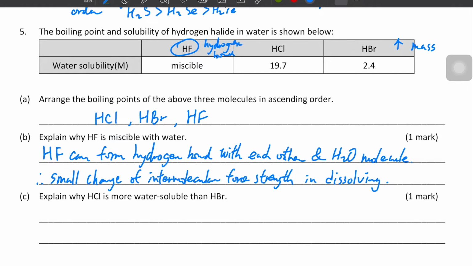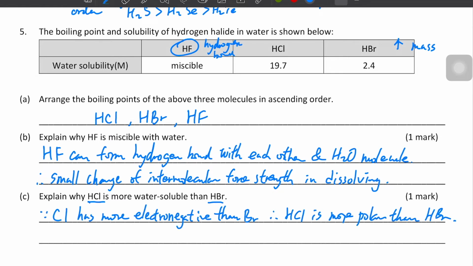Well, next one is why HCl is more water soluble than HBr. This question is a bit tricky because both of them cannot form hydrogen bonds. We understand HCl and HBr cannot form hydrogen bonds. So why they still differ in solubility is because they differ in polarity. Because chlorine is more electronegative than bromine, we can expect HCl is more polar than HBr. Let's write it down. This is the reason behind.